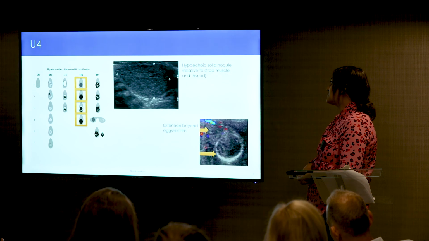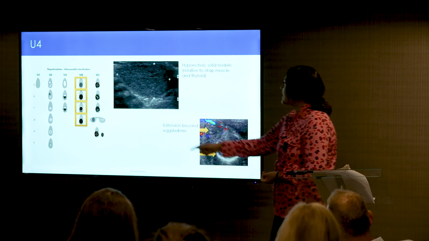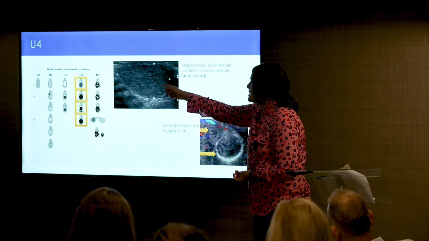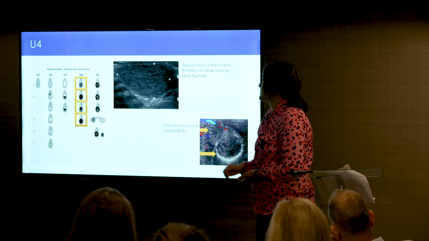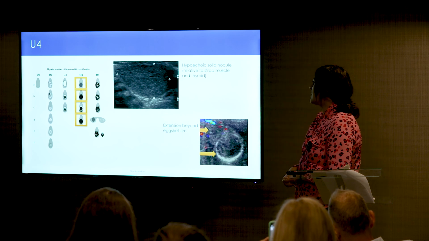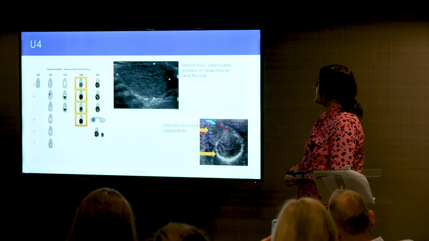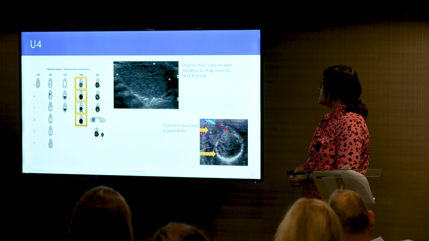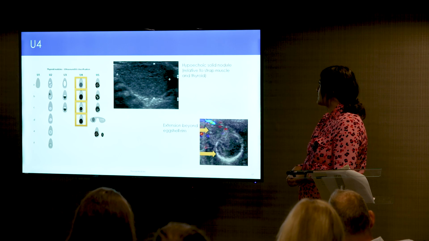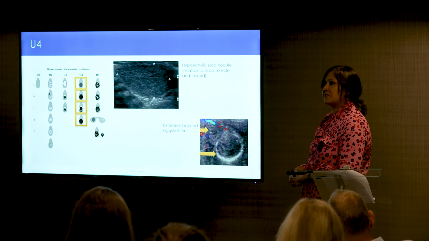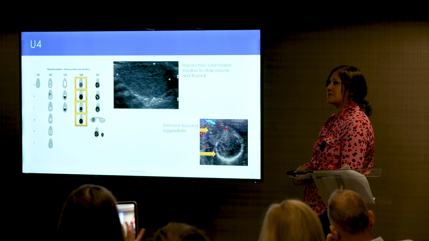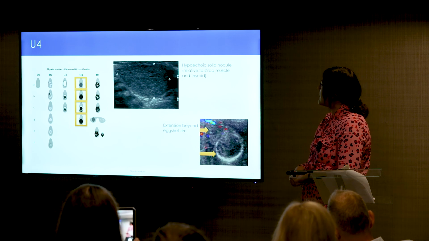So now we're on to U4, and as you can see, which is actually quite well demonstrated in the pictures of the U staging system, any nodule that is markedly hyperechoic when compared to the background thyroid parenchyma and the background strap muscles would automatically just go into the U4 category for being solid and hyperechoic.